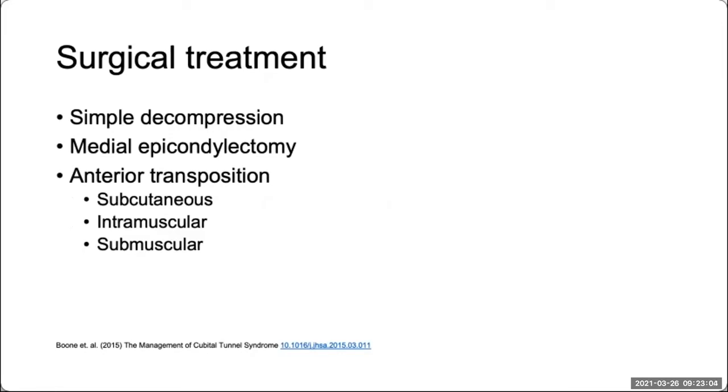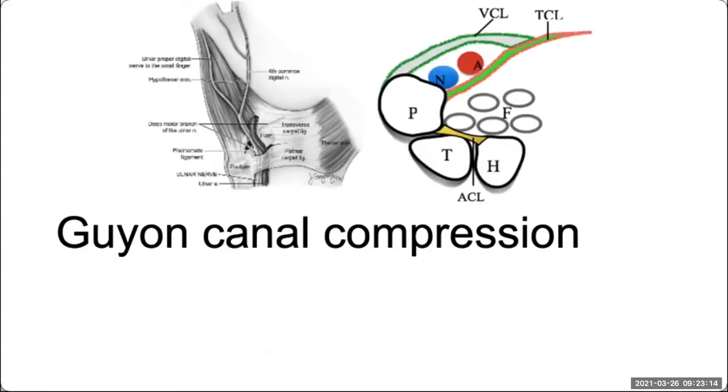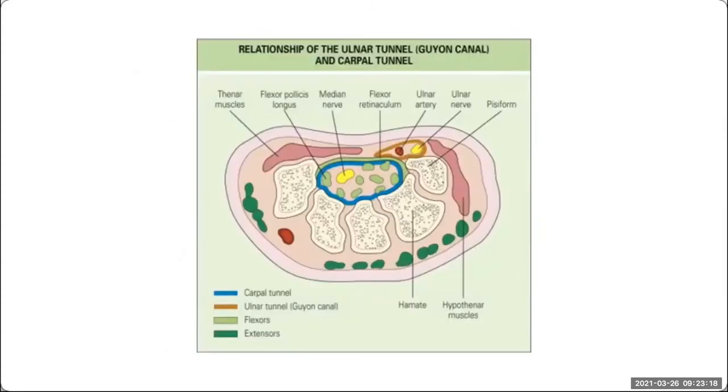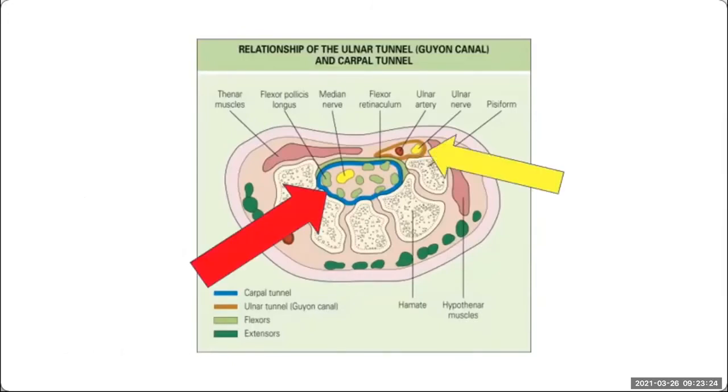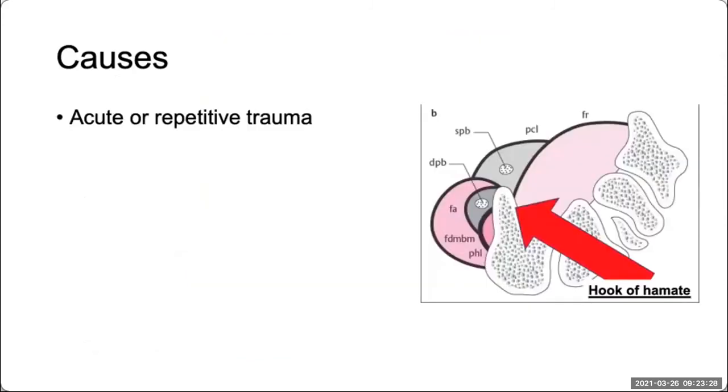Transposition eliminates both compression forces and reduces neural strain. There are several techniques described: subcutaneous, intramuscular, and submuscular. Guyon canal compression occurs at the level of the wrist. The Guyon canal is closely related to the carpal tunnel, as shown here by the red and yellow arrows. The ulnar nerve in the Guyon canal is closely related to the hook of hamate.